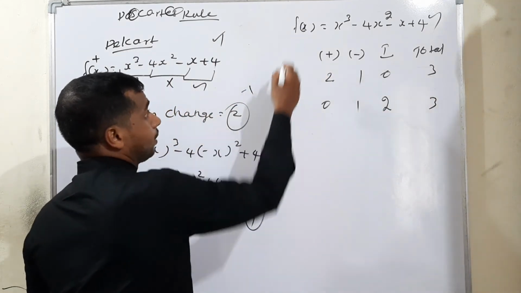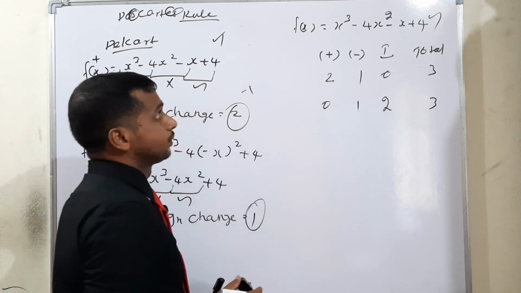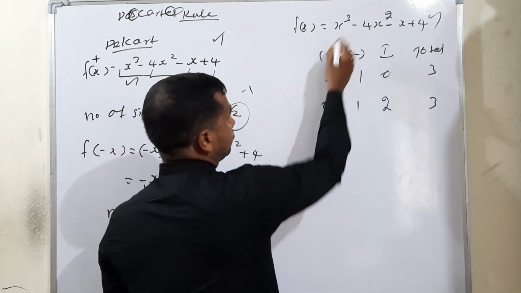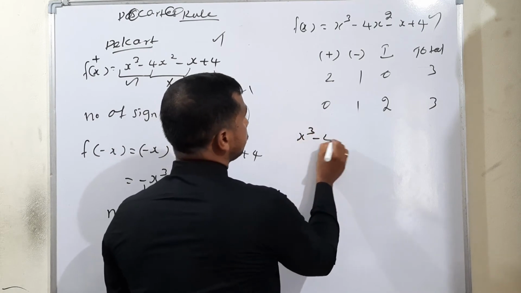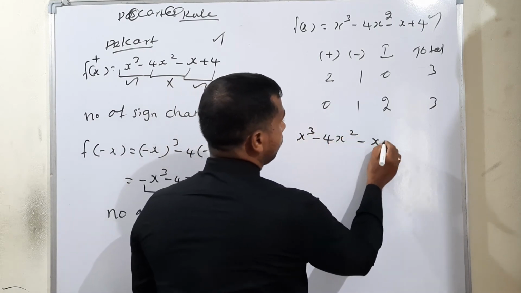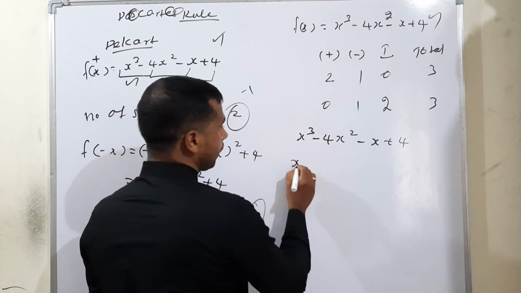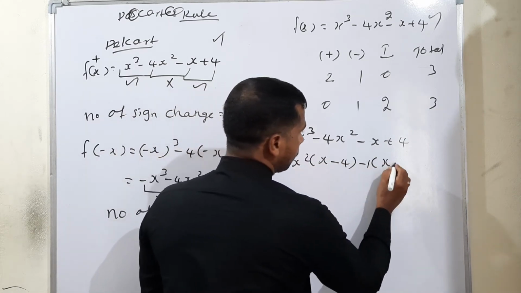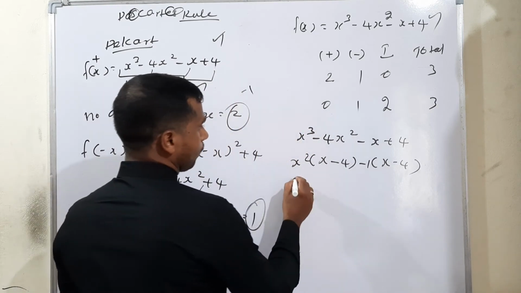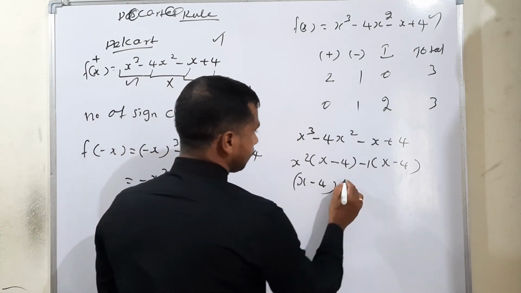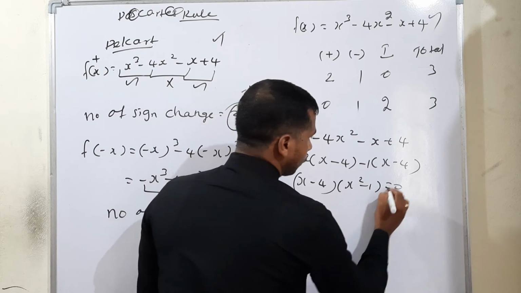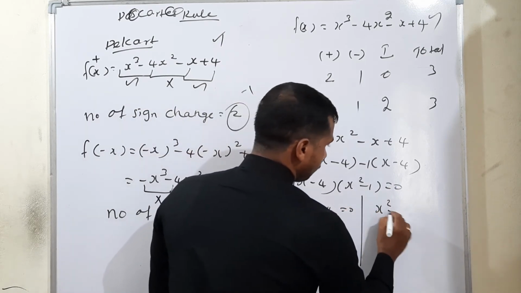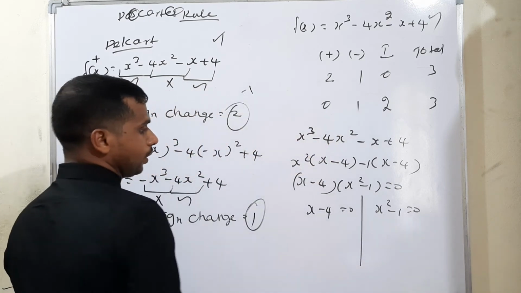What are the values there? f of x is equal to x cube minus 4x square minus x plus 4. So now x cube minus 4x square minus x plus 4. Again take x square common outside, which gives x minus 4. Again take minus 1 common outside, which gives x minus 4. Therefore the common factor is x minus 4, then x square minus 1 is equal to 0. Separately, x minus 4 is equal to 0. Then again x square minus 1 is equal to 0.